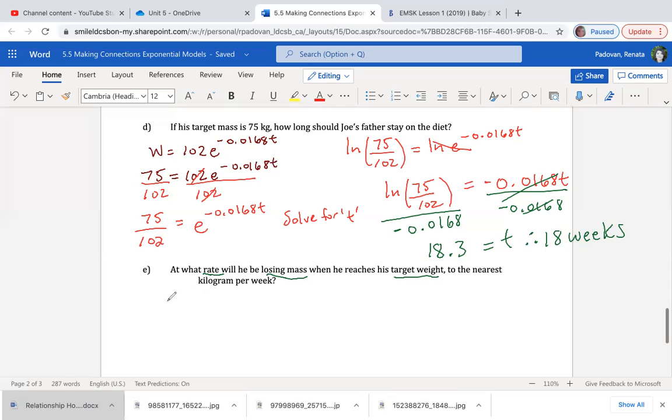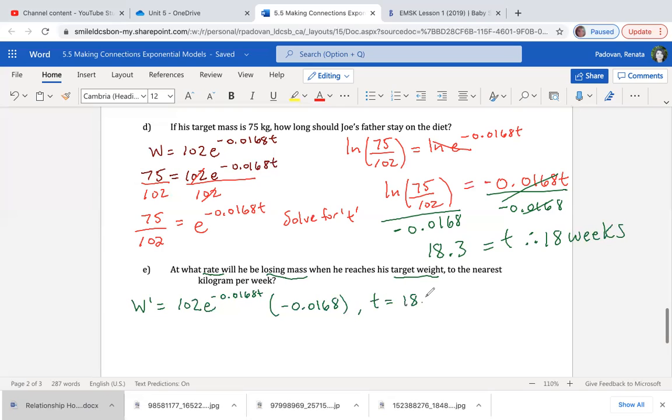So because it's a rate, we're going to be using our derivative. We already have our derivative function written from C. I'm just taking a look, so let's write that out. 102 e to the negative 0.0168t multiplied by negative 0.0168, right? That was the derivative. And just solve for my variable time.